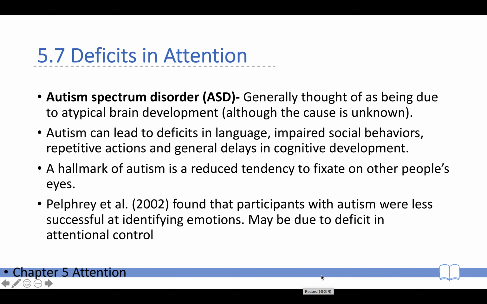Finally, autism spectrum disorder, or ASD, is also known to have some attentional components. Autism is generally thought of as being due to atypical brain development during early childhood, or even in utero. However, the cause is still unknown. Autism leads to deficits in language, social behaviors, and sometimes repetitive actions, as well as general delays in cognitive development. A hallmark of autism, one that is often noted by other people when interacting with people with ASD, is a reduced tendency to fixate on other people's eyes.